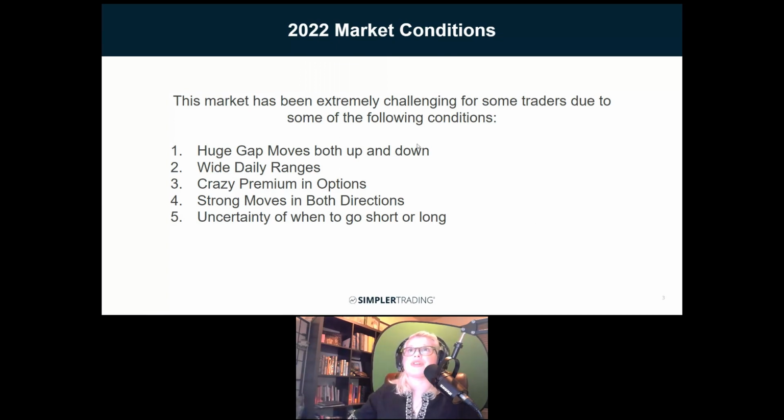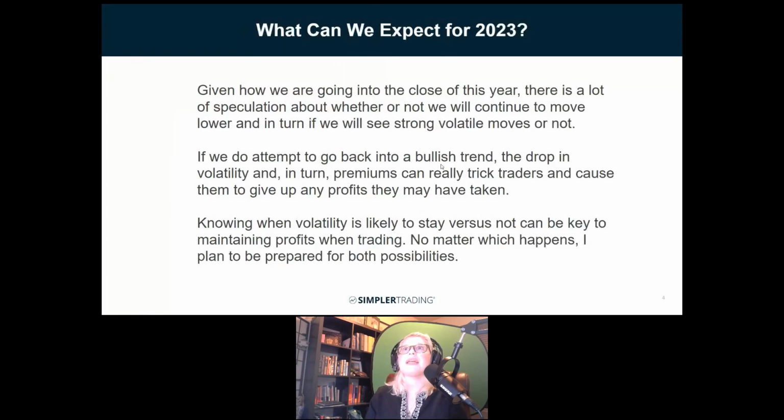But if you did struggle, right, I completely understand, especially if it was because of some of the situations that I just talked about up here. Given how we went into the close of this year, there's still a lot of speculation about whether or not we will continue to move lower and in turn probably have a good chance of seeing volatility continue with the market, or if we start to move away from that and go back into a more bullish trend. If we do go back into a bullish trend, the drop in volatility and in turn the premiums can be really tricky for traders who actually did well in the volatile market prior.